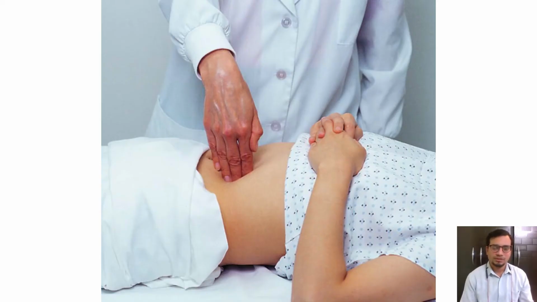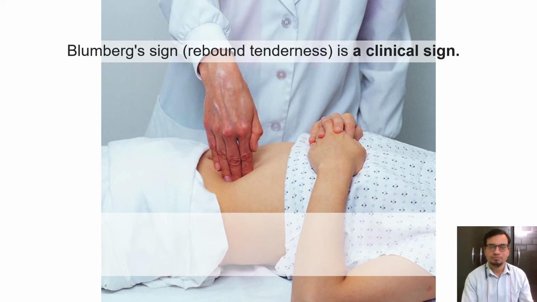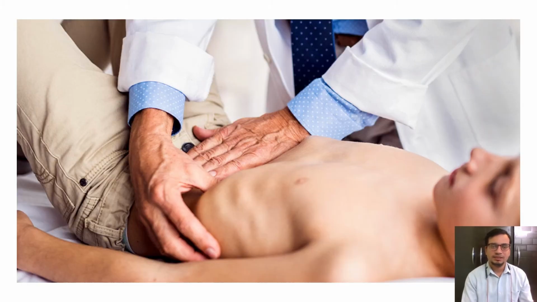So there is one important sign which is often present in some conscious patients. They will tell you, that is the Blumberg sign or rebound tenderness. That is a clinical sign which is pain upon removal of pressure rather than application of pressure to the abdomen, and that is actually a sign of peritonitis, the diffuse peritonitis. In a critically ill patient, it is quite difficult to elicit such signs, which are not always present due to sedation, due to impaired consciousness, spinal cord injury, or if there is a suppression of immunity. Okay, the signs will be absent.